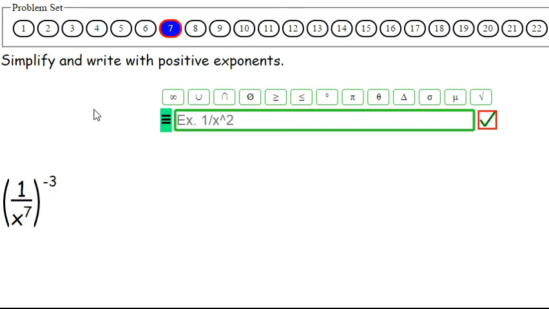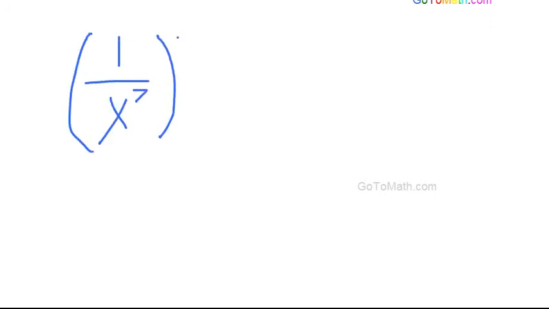Simplify and write with positive exponents. We have 1 over x to the 7th raised to the negative 3. Okay, so what do we got? We can break this up. Now there's a couple ways of looking at this problem, but we're just going to do it this way for right now.